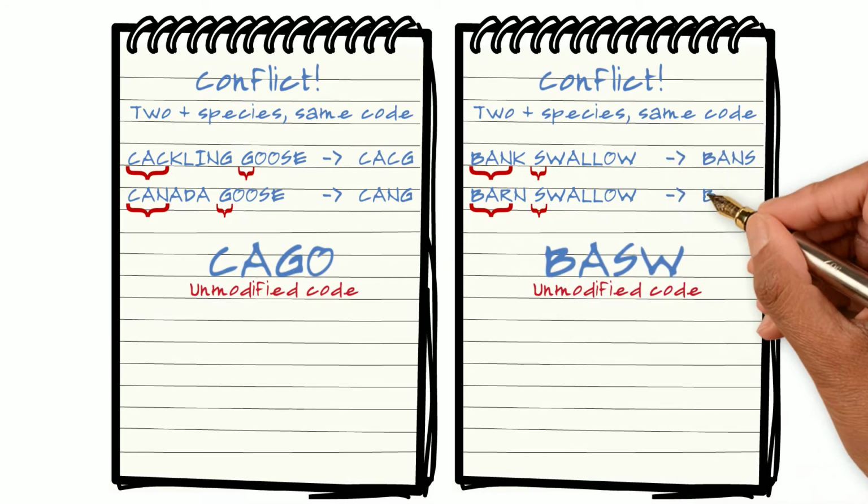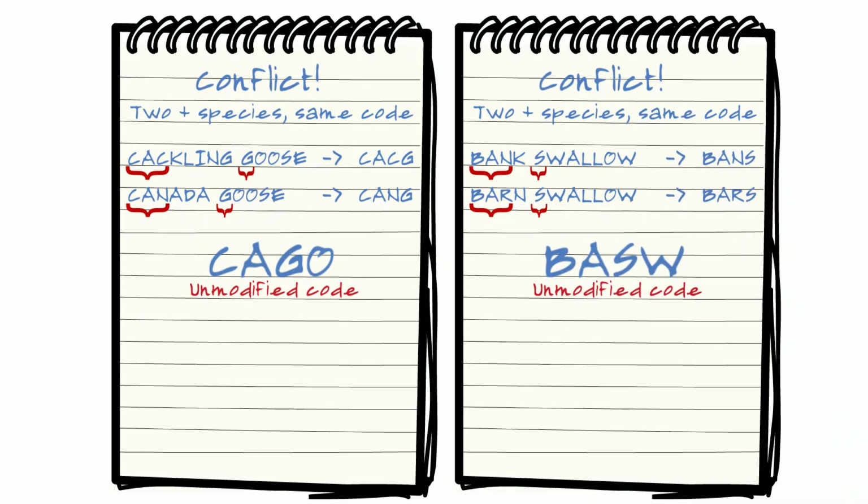BANS and BARS. Very good. What was that, you asked? Good catch. Bahama swallow is BAHS. You're getting the hang of this already.